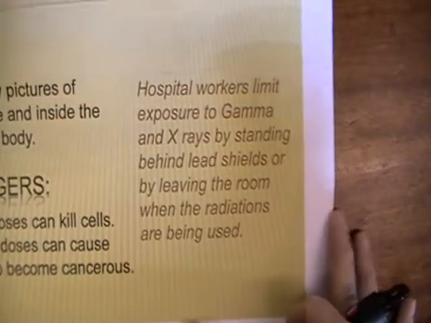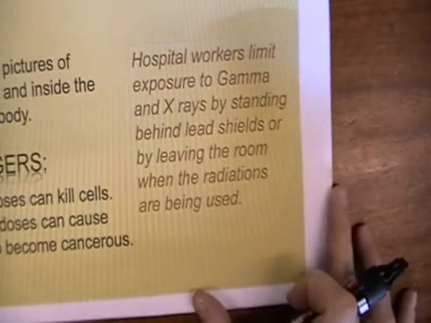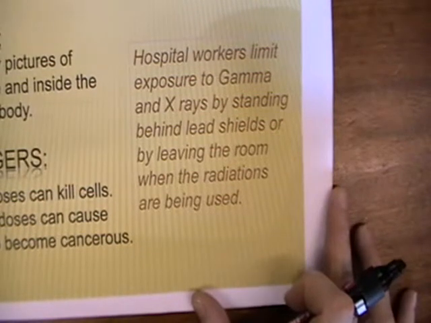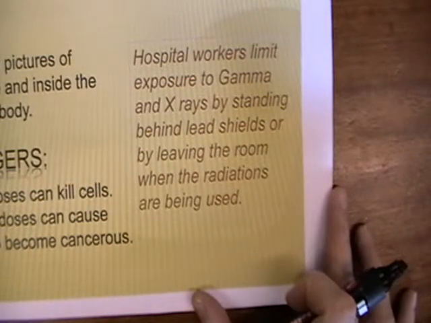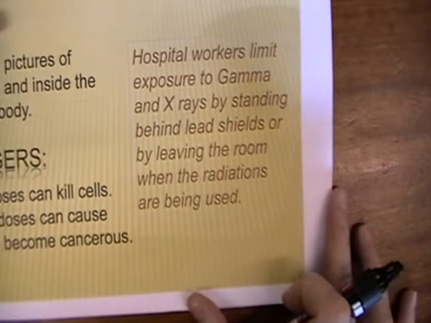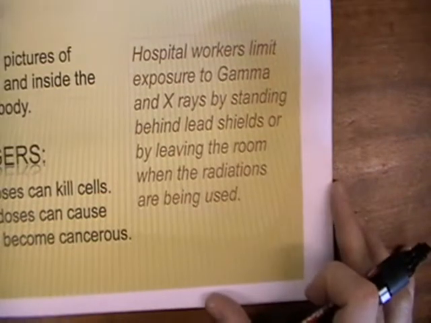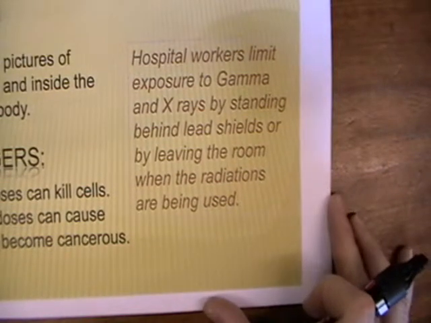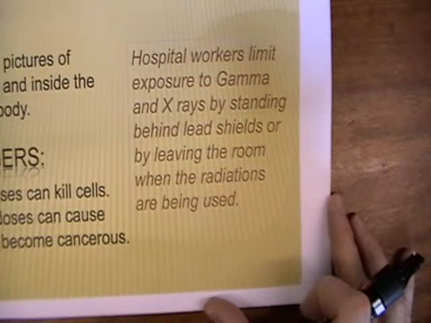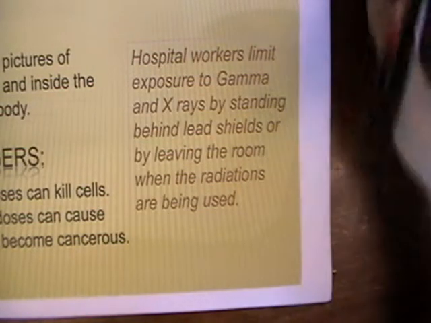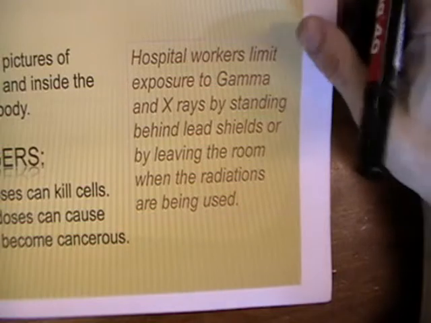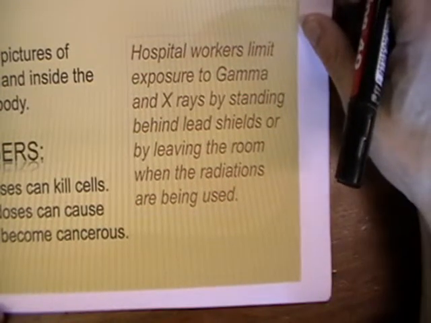Hospital workers who work with gamma and x-rays have to take safety precautions. They stand behind lead shields whenever they're operating the x-ray machinery, or they have to leave the room when the radiation is being used, because obviously we might only be exposed to it for a short period of time, but they're being exposed to it every day, a number of times a day, when they're taking x-ray and gamma ray pictures.